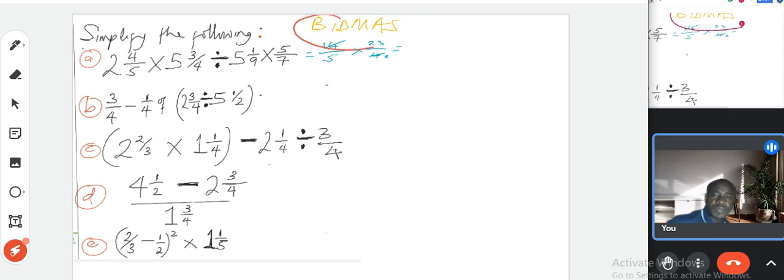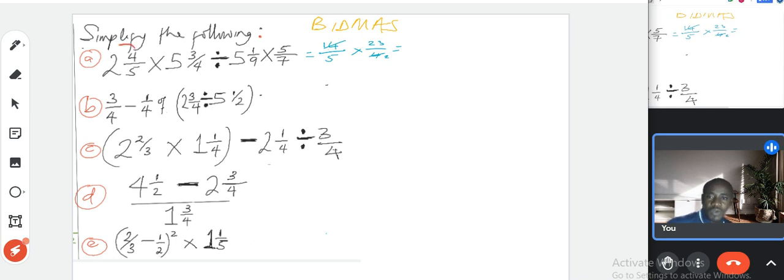Yeah, with BIDMAS, of course, you apply brackets first, followed by indices, which is also "par", then division, multiplication, then addition and subtraction. So you need to apply division first. I need you to undo so that all these things you crossed out will stay the way they were before.